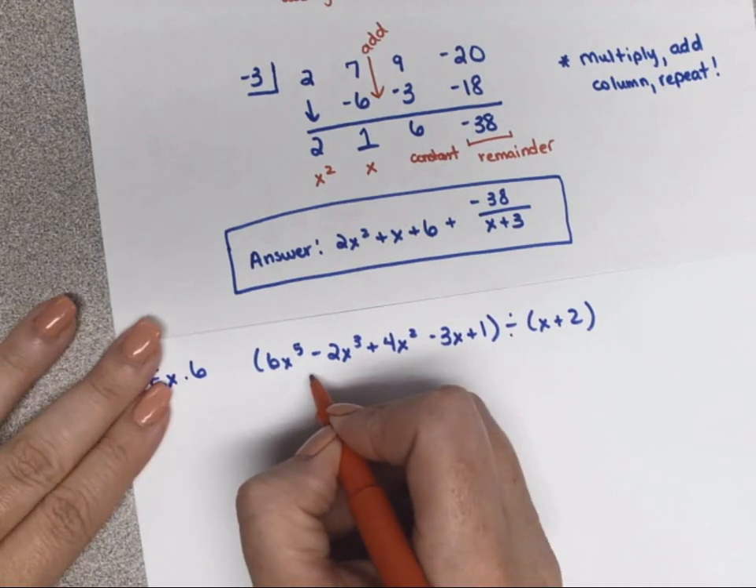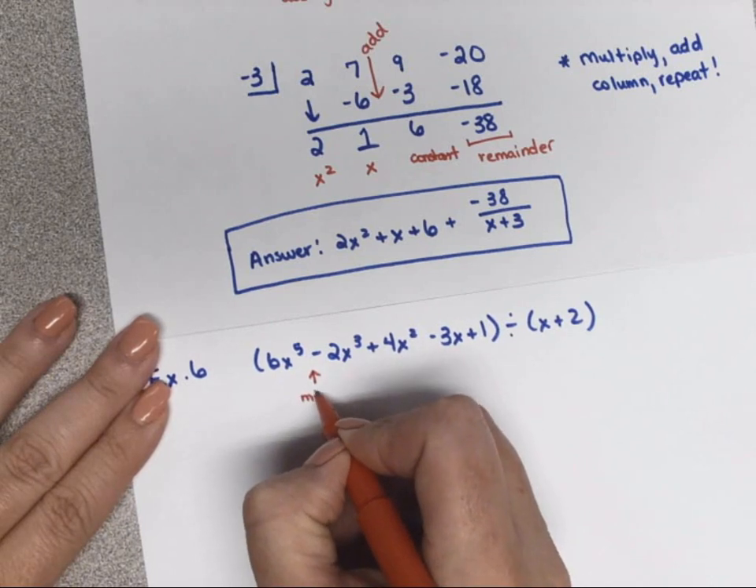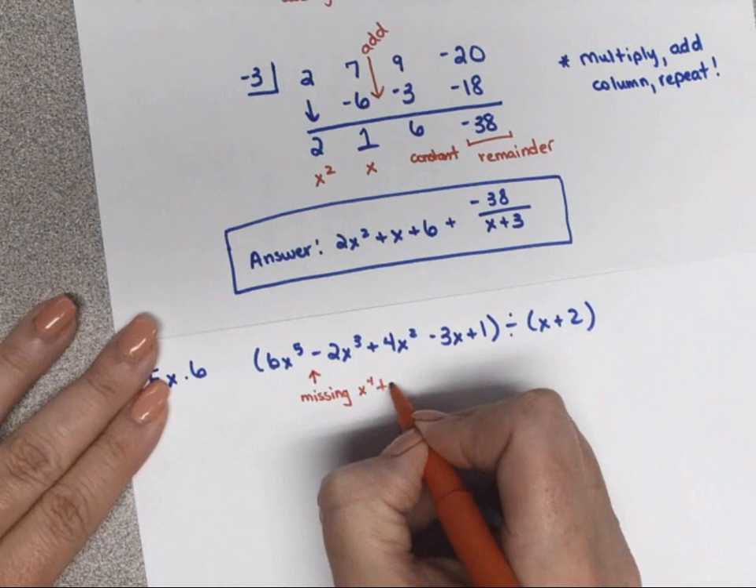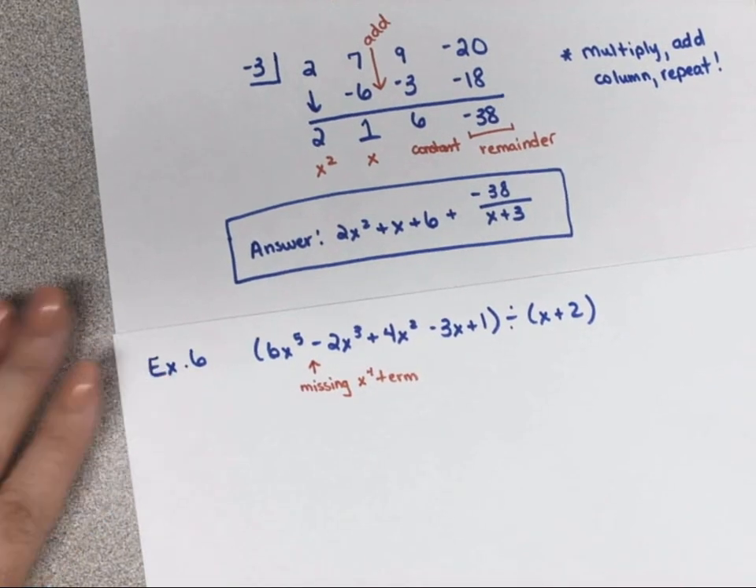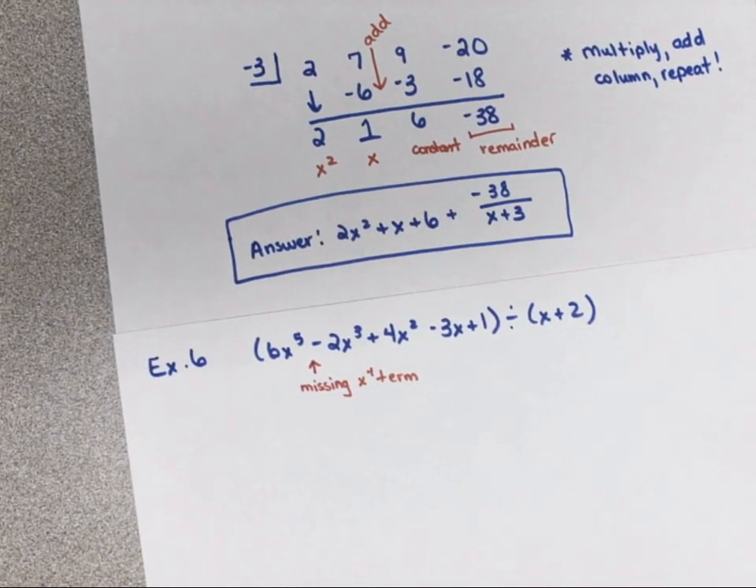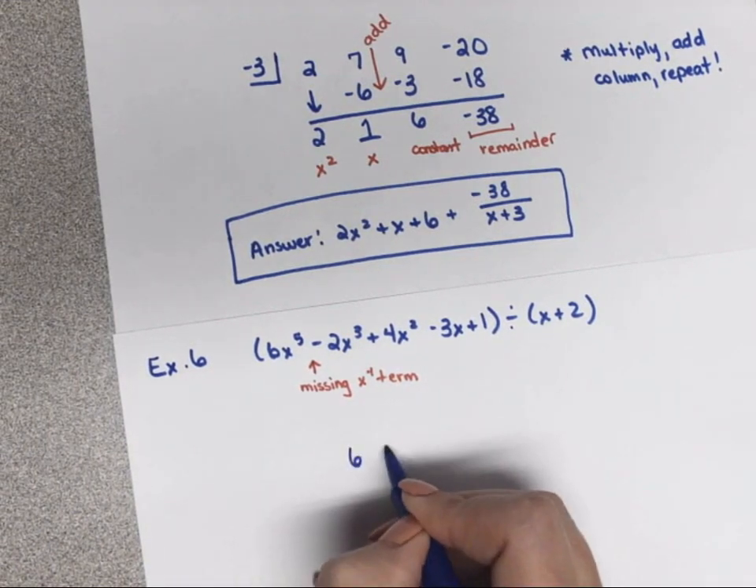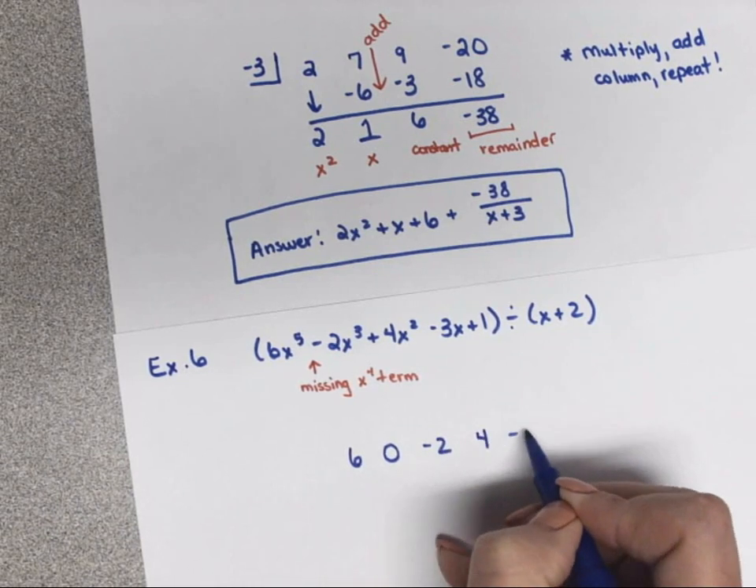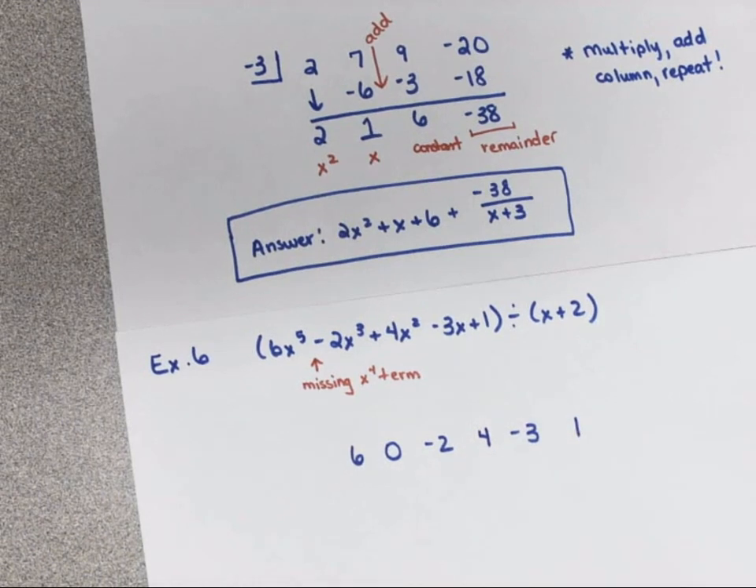Okay, so before we write this, I want you to make note of something. Notice that we're missing what term? The x to the fourth term, okay? So it's really important that you always have a place value for everything. If you skip one of the terms, you have to put a what in its place? A 0. So we have to have a 0 for x to the fourth, -2, 4, -3, and 1, okay?